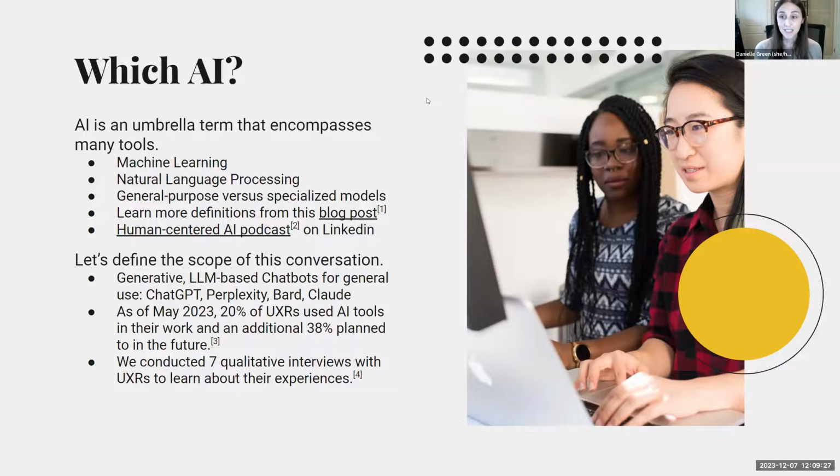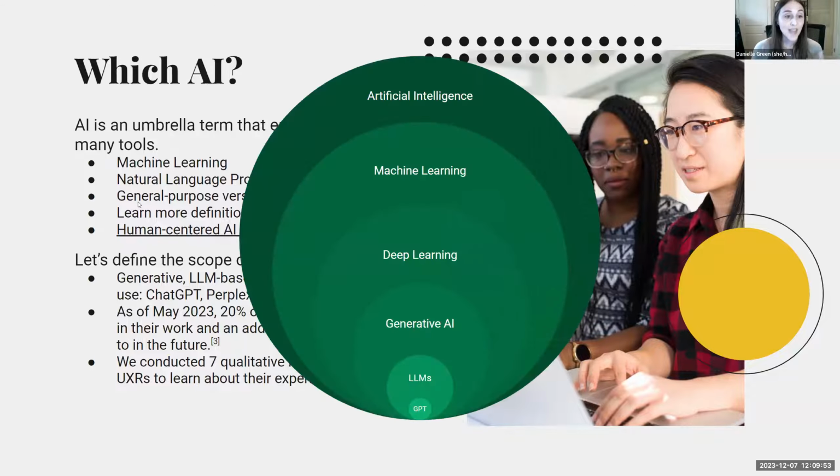So I've linked here, there's a LinkedIn podcast on human-centered AI. So I would recommend that as a way to learn a little bit more about AI in UX research. But I've also linked, just for like general purposes, a 3-minute read on the definitions of terms in AI. So you can take a look at that. And I've summarized it here.